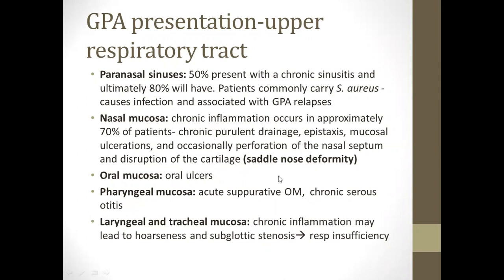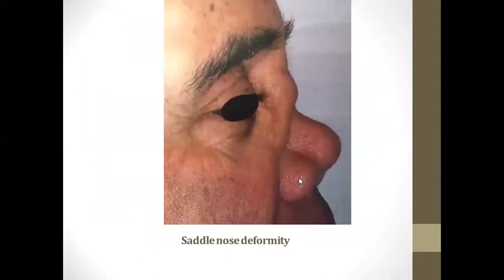They can develop nasal septum perforations. They can get disruption of the cartilage, which can lead to that saddle nose deformity. They can have oral ulcers. They can have the ear involvement. And then they also can have the laryngeal and tracheal mucosa involvement and have hoarseness and ultimately subglottic stenosis and respiratory insufficiency, which is obviously a big deal.